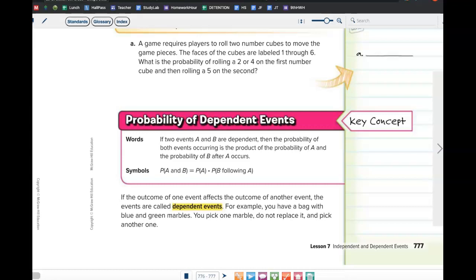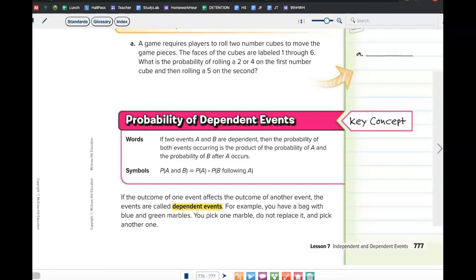All right, for today's lesson, we are going to be talking about dependent events. So I am on page 777. If we read the definition, it says if an outcome of one event affects the outcome of another event, the events are called dependent events. For example, you have a bag with blue and green marbles. You pick one marble, don't replace it, and pick another.